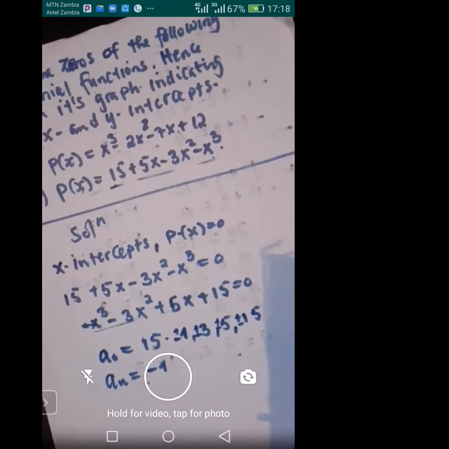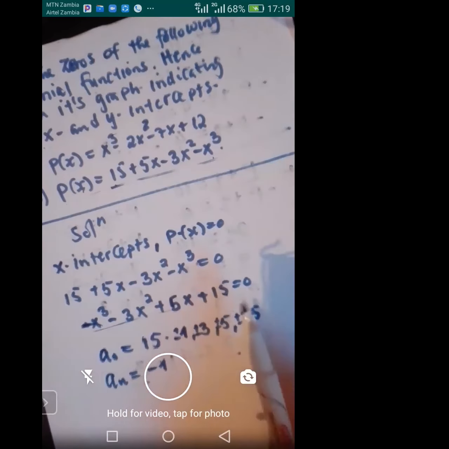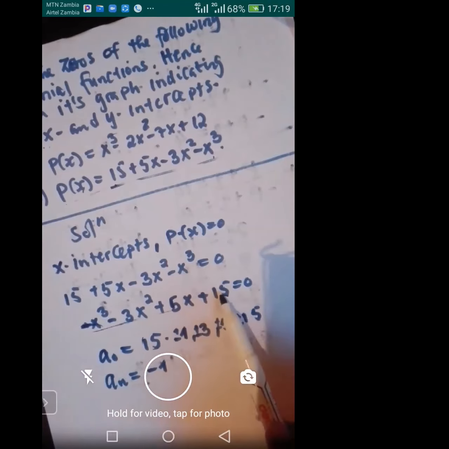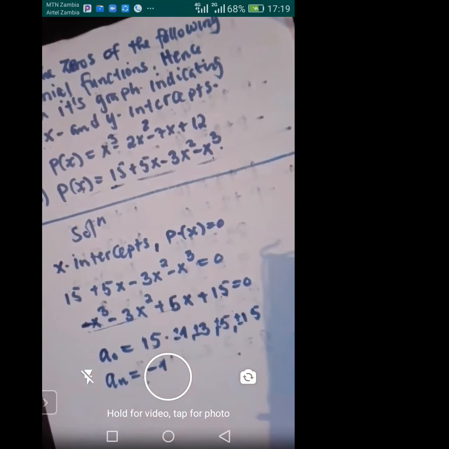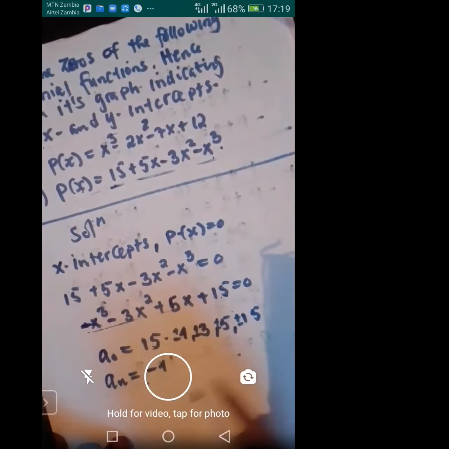Where has the -1 come from? The -1 has come from this coefficient here. Oh, okay, thank you. So I said we are looking for the possible factors of this polynomial function, and for the possible factors, we consider the constant term here and the coefficient of the highest power in this polynomial. So this is what you are going to do.